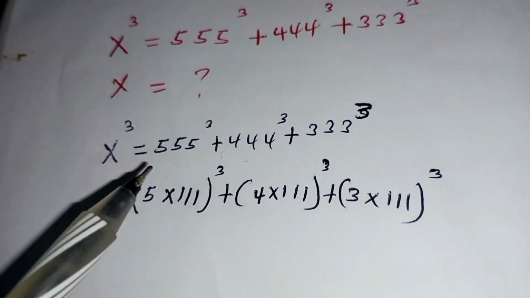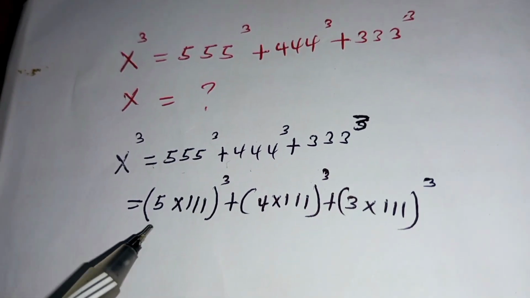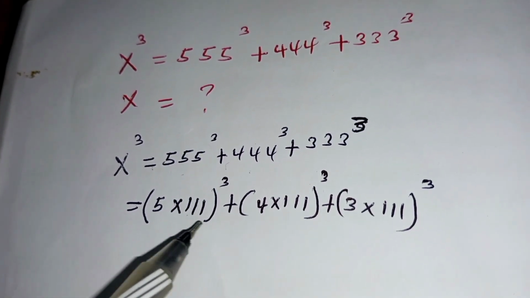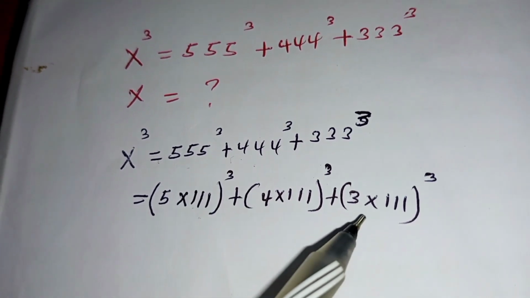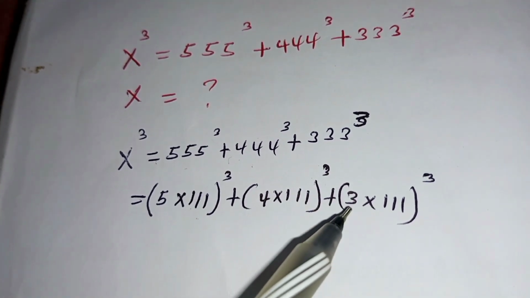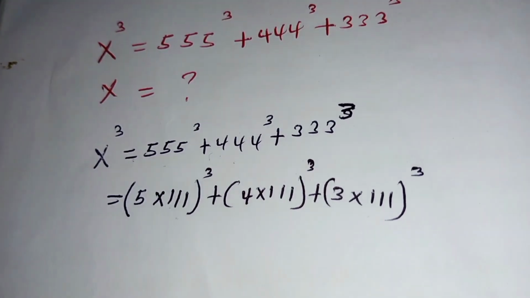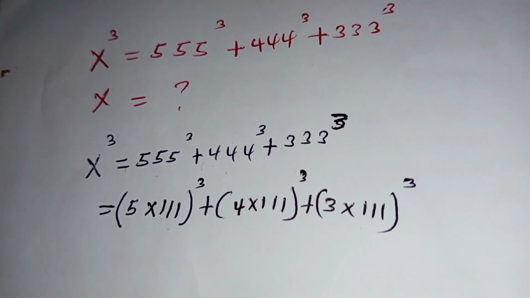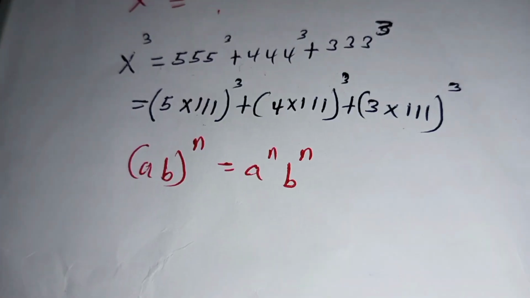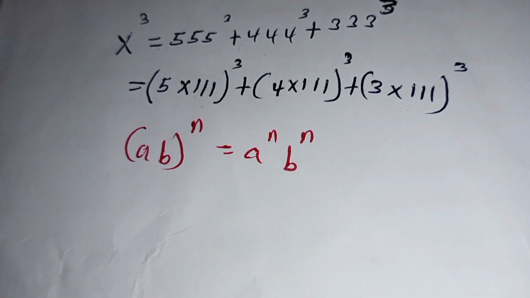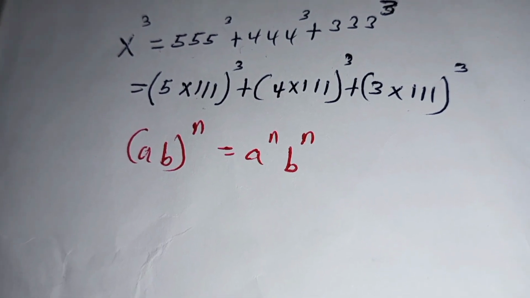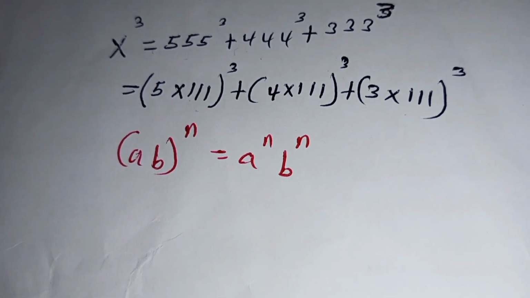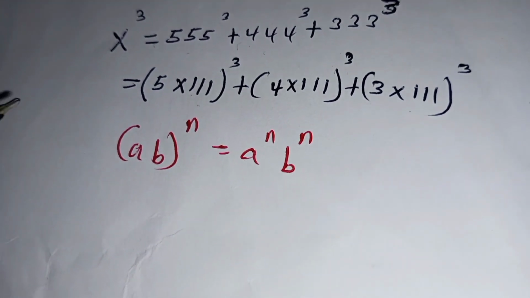So you find out that 555 divided by 5 is 111. 444 divided by 4 is 111. And 333 divided by 3 is 111. We are going to use this law of indices. When you have bracket a multiplying by b, everything to the power n, to remove the bracket, you raise each number to the power of n. So we do the same here.